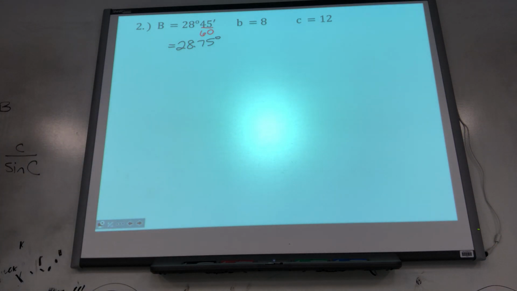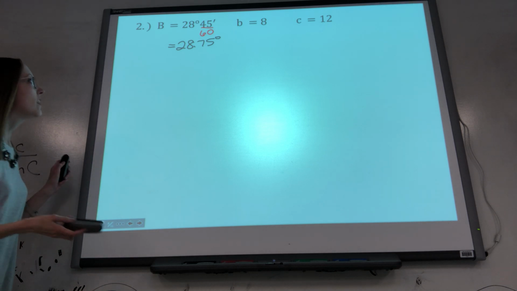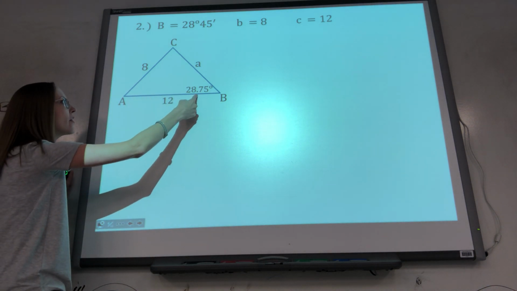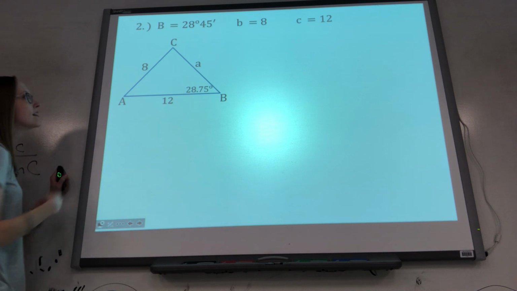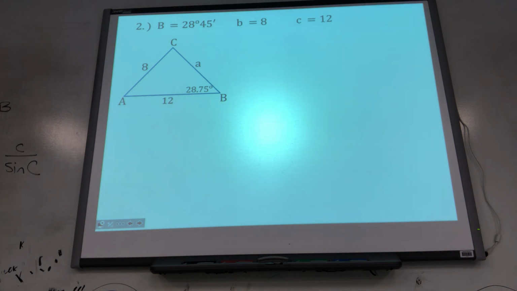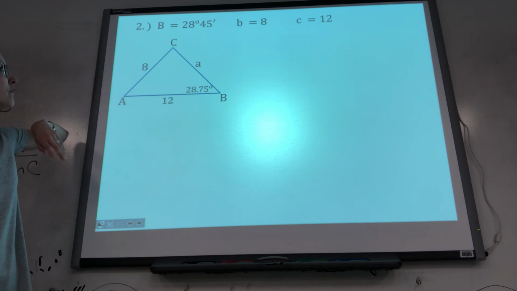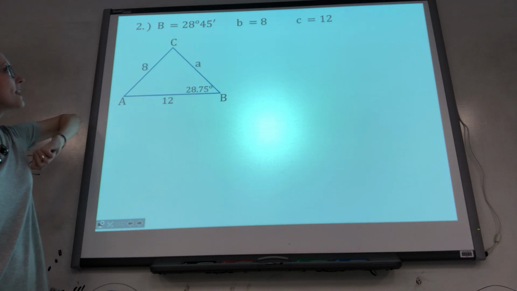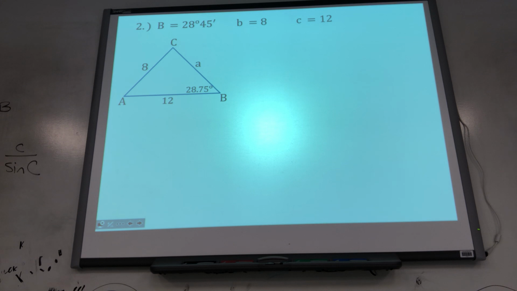And again, I'm going to sketch this triangle and start to fill in everything that I know. I like to see it on the triangle. Okay, so here it is. We've got angle B down here, little b right here, and little c down at the bottom. This means that I still have to find little a, and big C. So side A, and angle C.